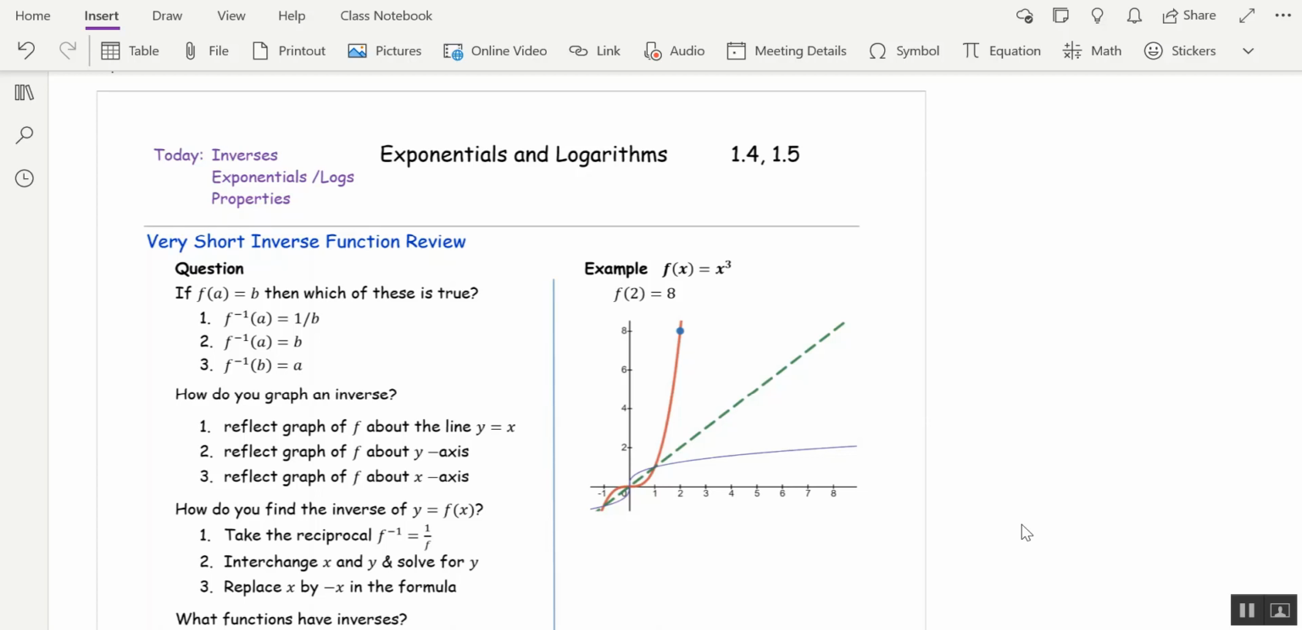Welcome to section 1.4 and 1.5. Today we're going to have a crash review of inverse trig functions, exponentials, and logs. So let's start with inverse trig functions.